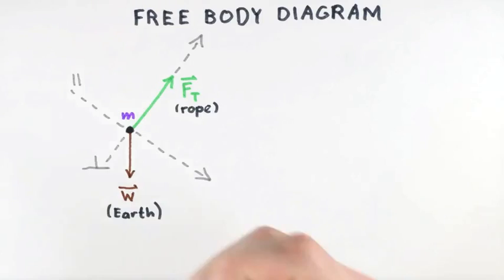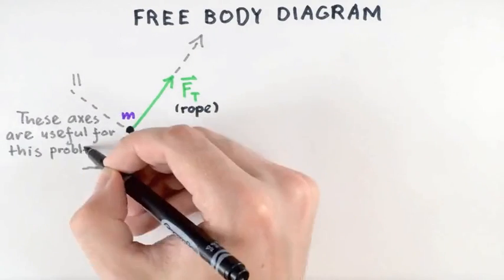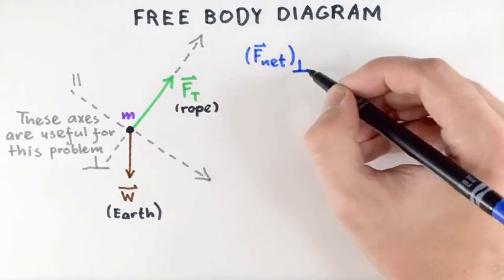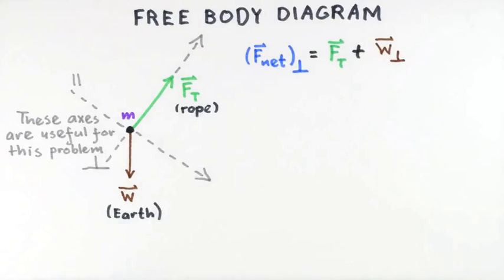We're making choices here that help us solve our problem more easily because we notice, with this choice, the tension force, which is the unknown we're trying to solve, has only one component in this coordinate system, the perpendicular component, so we can focus on just that component. The sum of the forces along this component direction, F net perpendicular, will include both the tension force and the component of the weight force along the perpendicular direction as well.